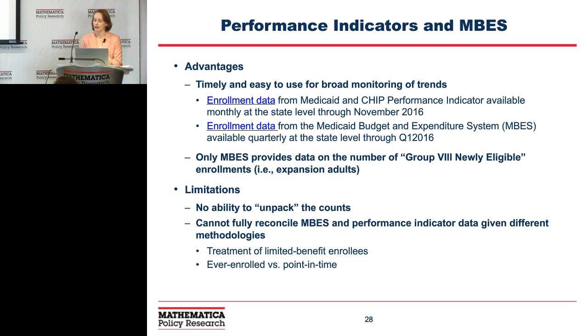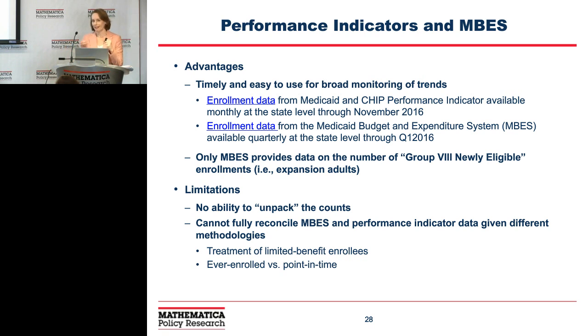And the Medicaid budget and expenditure system data are available quarterly at the state level through that first quarter of 2016. So this gets out there in the world quickly. And as Robin mentioned, MBES gives you a chance to see what that count of expansion adults looks like. The challenge is it's aggregate data.